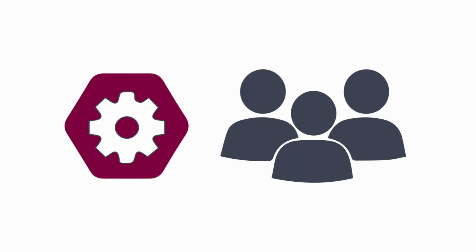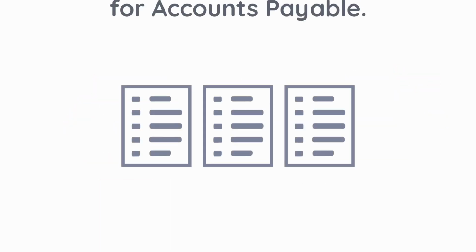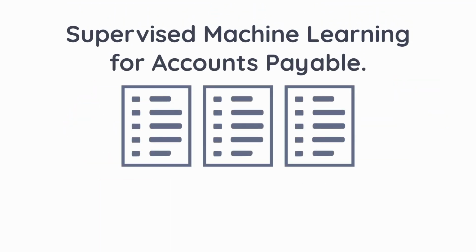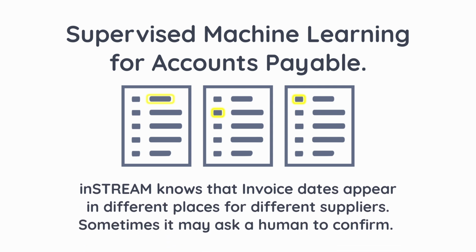This is where the power of machine learning kicks in. InStream will learn from humans so that the system is ready to process similar data automatically next time round. A great example of supervised machine learning for accounts payable is invoice dates, which can appear in all sorts of obscure places. InStream knows this can vary from supplier to supplier.